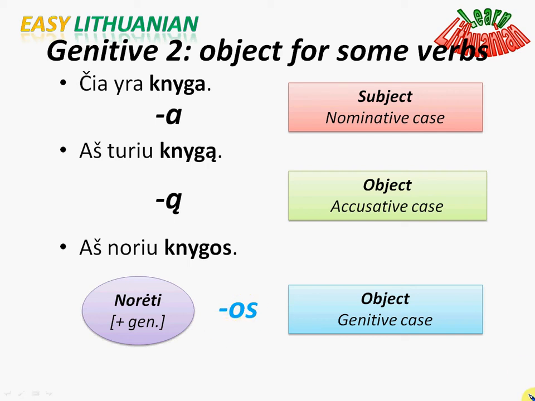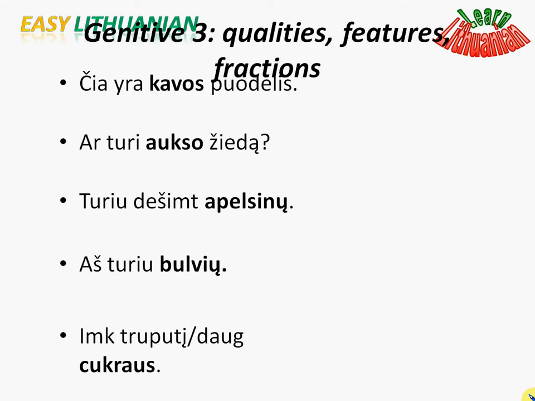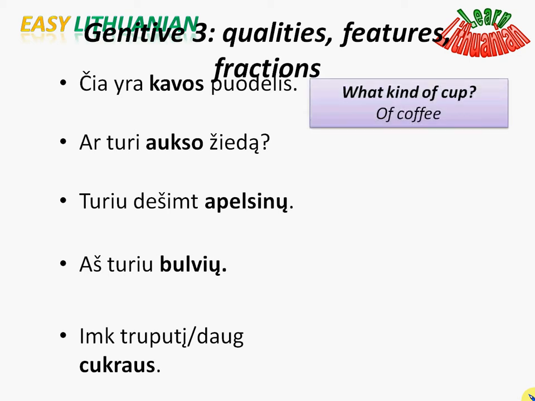The third usage is for qualities, features, and fractions. Čia yra kavos puodelis. Here is a cup of coffee. What kind of cup? The coffee is not the owner of the cup, but it shows the feature of the cup, the kind of cup. So genitive case is used to show the kind of something.